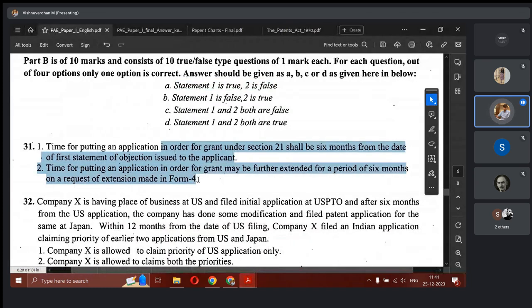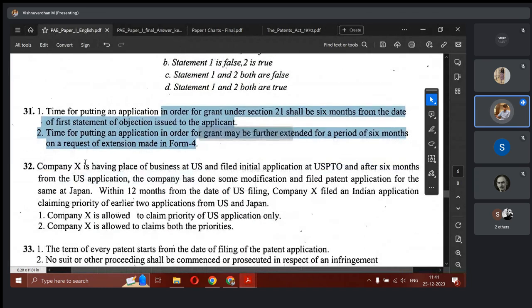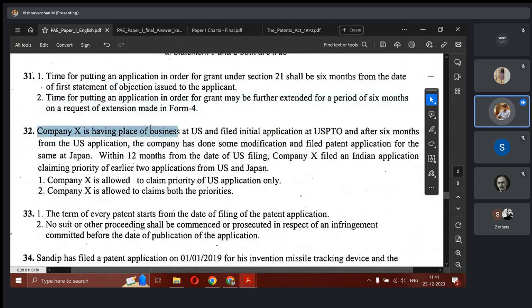Okay, so you guys can see, right? This is a little more complex. There's a higher chance of going wrong, but they give simple questions. So company X is having a place of business at US and filed initial application at USPTO. Cool. After 6 months from the US application, company has done some modification and filed patent application for the same at Japan. Cool. So this is allowed because it's within 6 months and it comes under the Paris Convention.